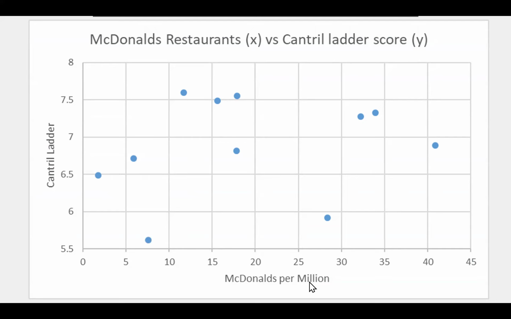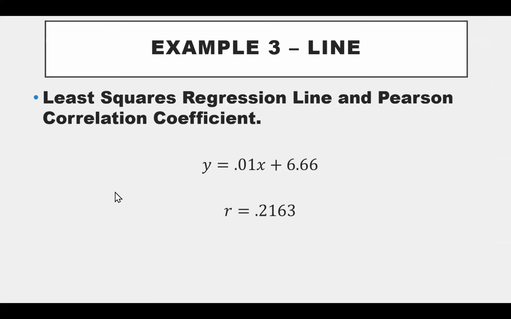The McDonald's per million is on the x-axis. The Cantrell ladder score is on the y-axis. But there's not a lot of pattern here with these dots. And sure enough, when we create a least squares regression line, we get y equals 0.01x plus 6.66. And our corresponding Pearson correlation coefficient is 0.2163.